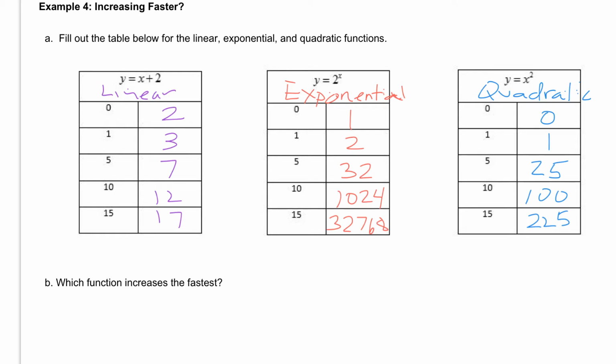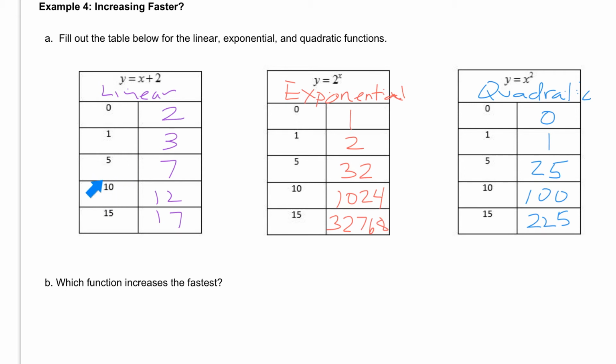Now as we take a look at our tables, first compare, make sure you have the right numbers in there. As we look at very small values of x, if we look at 0, which function is the biggest or the highest? That's going to be our linear function at 2 versus 1, 0. Then if we go up to just the next value of 1, again our linear function has the highest y value at 3. But once we get to 5, our linear function becomes significantly smaller at 7 versus 32 versus 25.